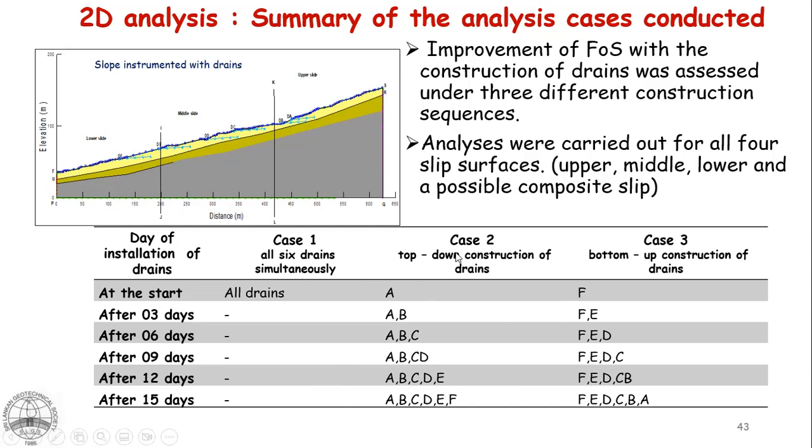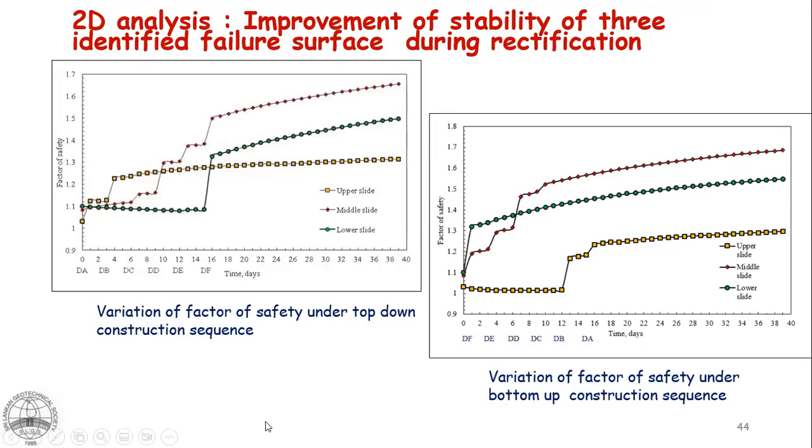When we install top-down, first the drain A, then A and B, then A, B, C, then A, B, C, D, E, like that. Case 3, bottom up. So we install the bottom one first, F, then F and E, then F, E, D, right? So we assume there will be a 3-day time gap between the installation of the drains at different levels, and model it.